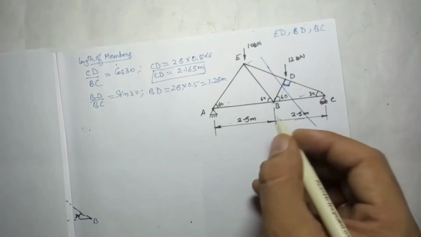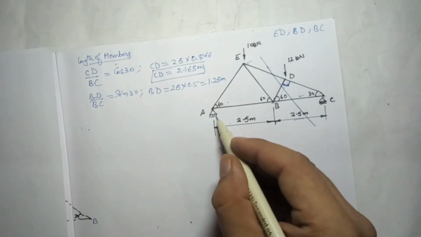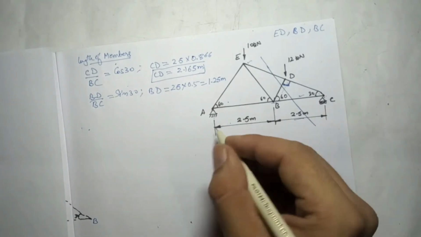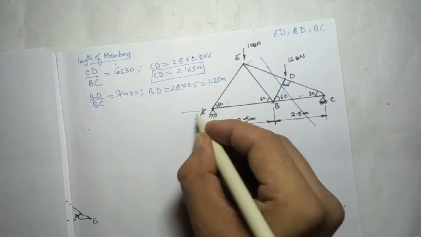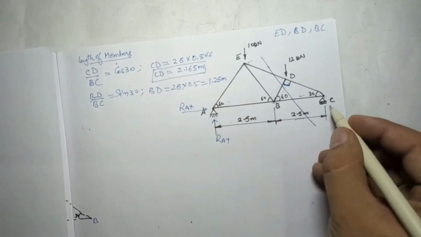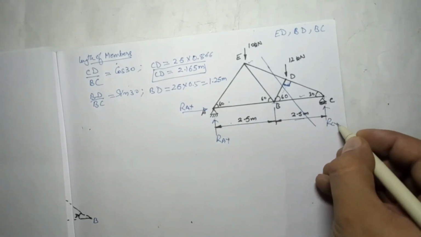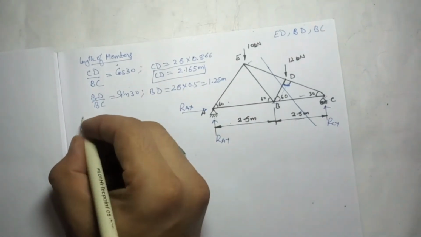So we should now move for the reactions. Here a hinge support is there, here rolling support is there. So hinge support means there are two reactions, RAY and RAX, and here it will have only one, RCY. So find out the reactions.